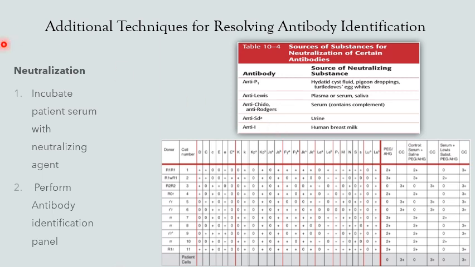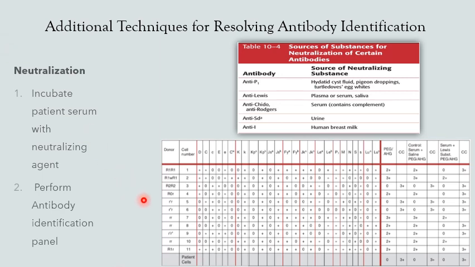In performing neutralization, using a control is required. The control is saline mixed with the serum. The purpose of having a control is to prove that the loss of reactivity is due to neutralization and not the dilution of the antibody by the added substance.